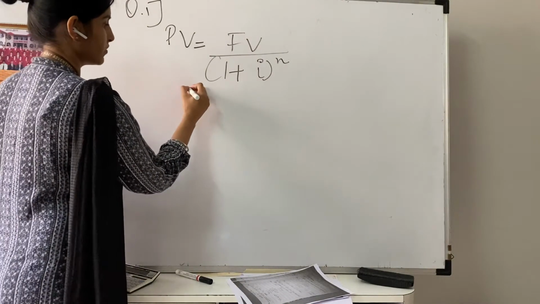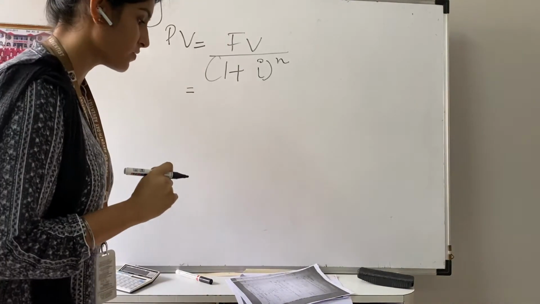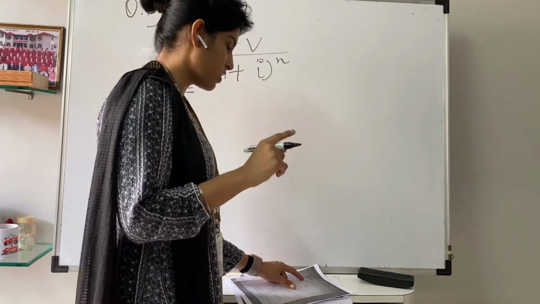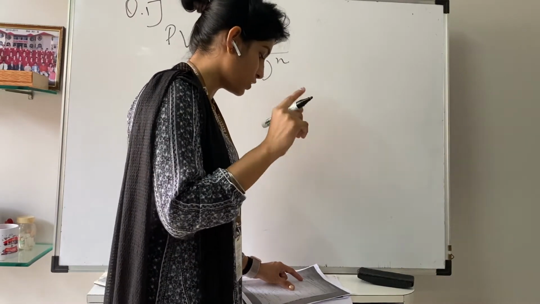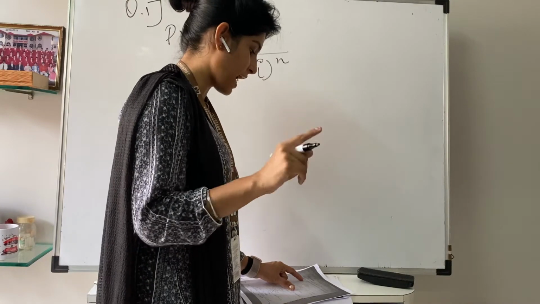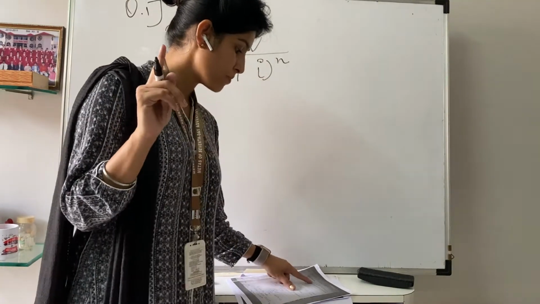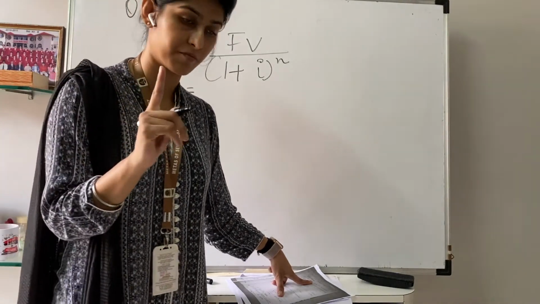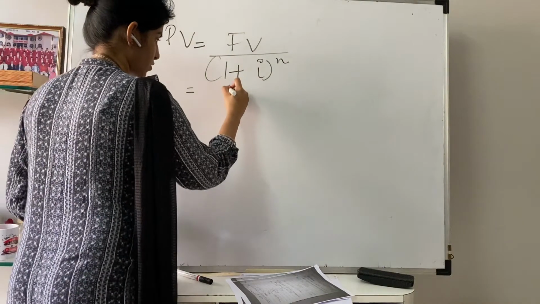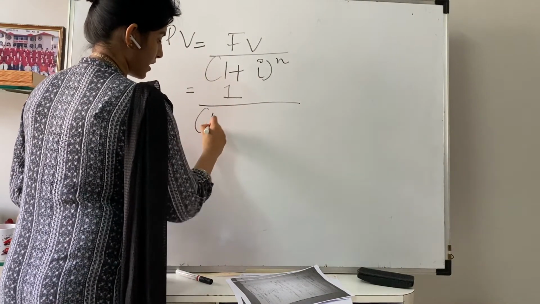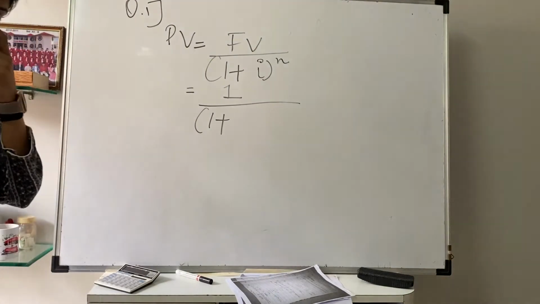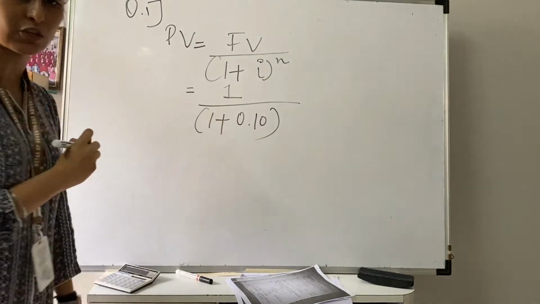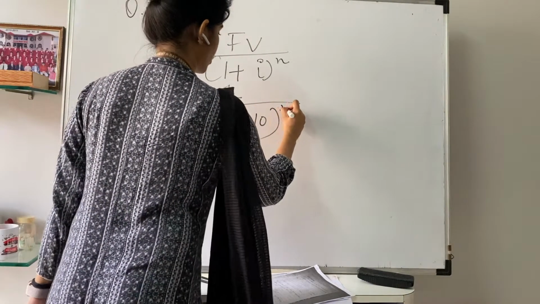Now looking at the question, we need to calculate the present value. Read the question carefully. What is the present value of rupees 1 to be received after 2 years, compounded annually at 10% per annum? Future value given in the question is 1 rupee. Your interest rate given in the question is 10%. So we'll write 0.10 raised to 2.